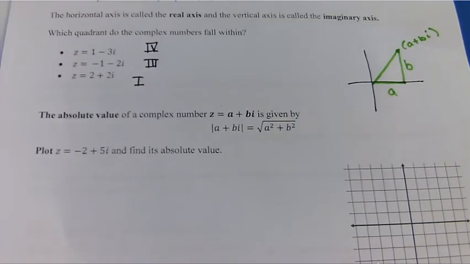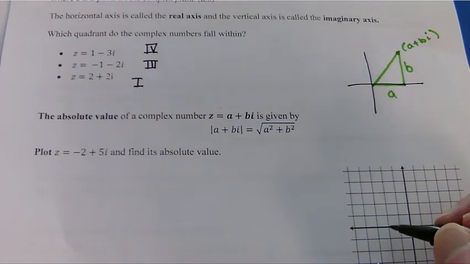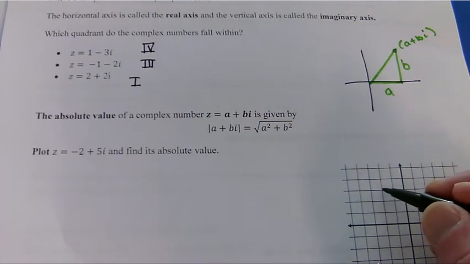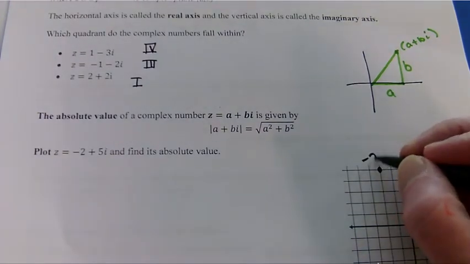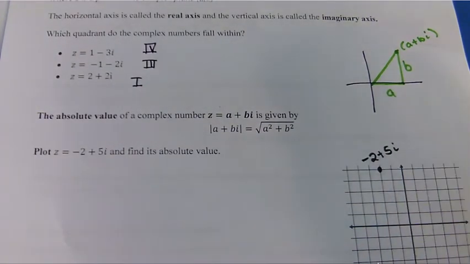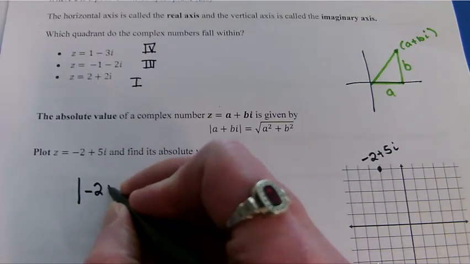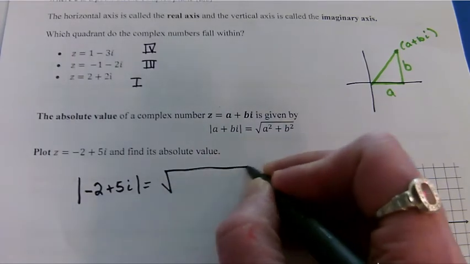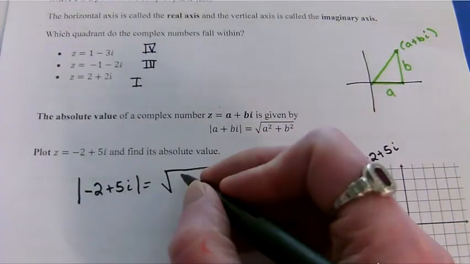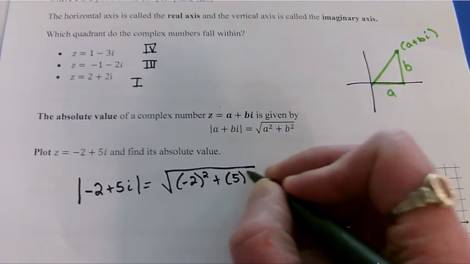It is. So if I was wanting to graph negative 2 plus 5i, that's left 2, up 1, 2, 3, 4, 5. There's the point, negative 2 plus 5i. And its absolute value, kind of like magnitude, is going to be the square root of the horizontal component squared plus the vertical component squared.